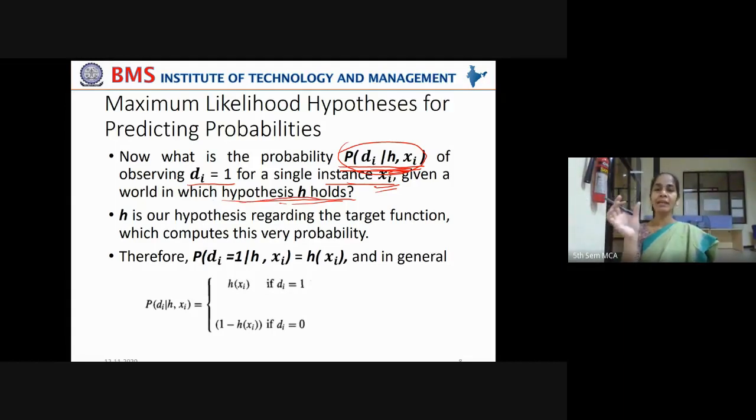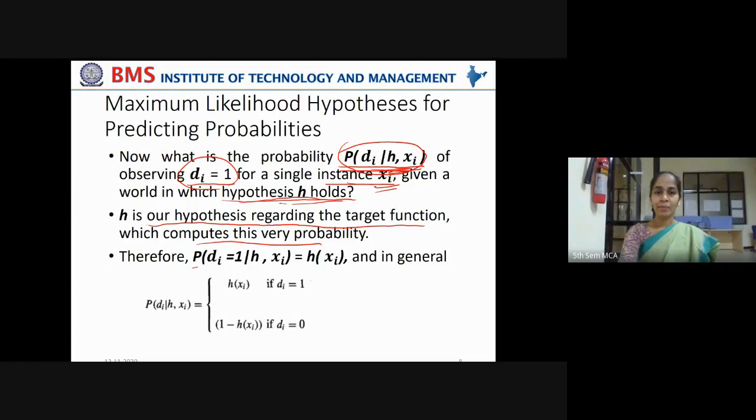There is a statement made that 92% of the patients survive with these symptoms. Now a new instance xi is given. What is the probability of its outcome being 1? That is this question. Now h is our hypothesis regarding the target function, okay, which computes this very probability. So h is our hypothesis that is related to our target function, and that computes the exact probability we want of observing this particular training instance and the outcome becoming 1.